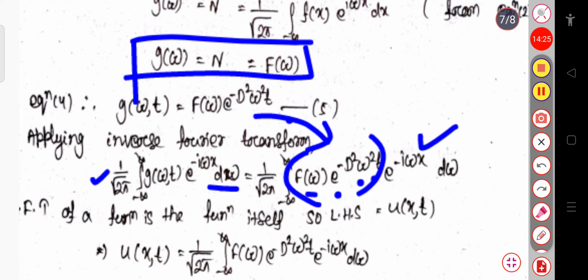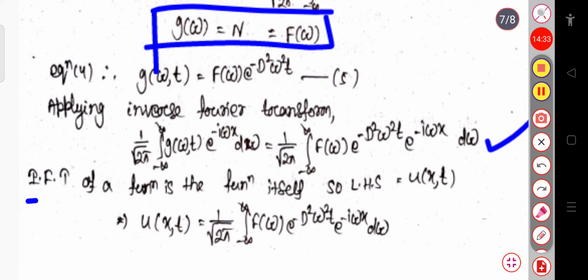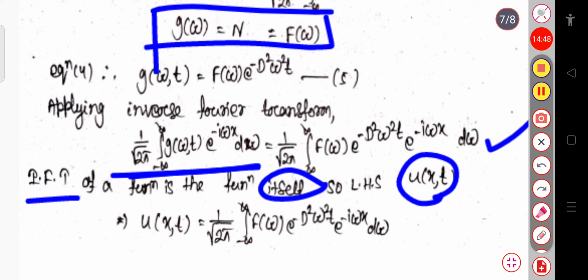Okay, simply we have to write the function and we have to multiply exponential minus i omega x into d omega. We know the inverse Fourier transform of the function is the function itself. If I take the inverse Fourier transform of the function, then it will be the function itself. So this LHS will again be u of x, t, that is, we have considered initially the function as u.